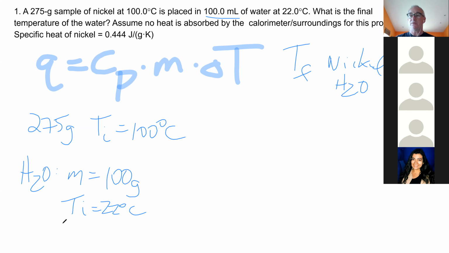So what we're going to do is set up an equation where we can solve for the final temperature. What do we know about Q nickel and Q water? At the end of the experiment, they're the same number, but one is negative, one is positive. They're the same absolute value, but reversed. Let me just clear this up because we want to draw on this.